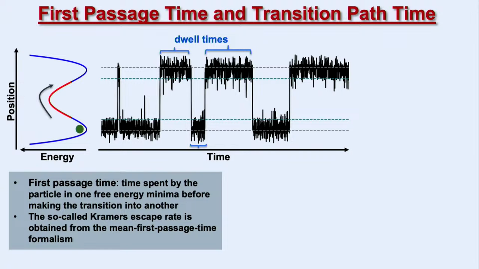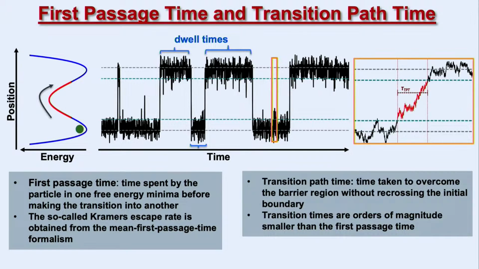So this barrier crossing event is essentially a rare event, and the Kramers escape rate is obtained from the mean first passage time formalism. In this whole process, the time actually spent to cross the barrier is very small, and this is what we refer to as the transition path time. It is the time taken to overcome the barrier region without recrossing the initial boundary. These transit times are much smaller in magnitude than the first passage time.